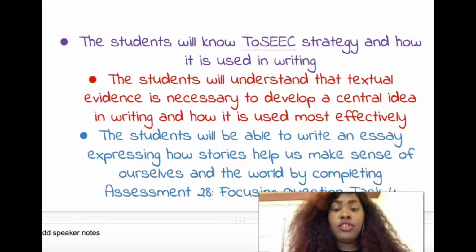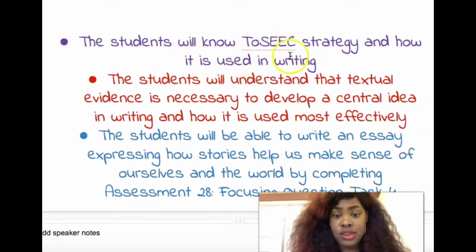So the first thing that you guys are going to know at the end of this lesson is the TO-SEEK strategy and how it is used in writing. You are also going to understand that textual evidence is necessary to develop a central idea in writing and how it is used most effectively. You are also going to be able to write an essay expressing how stories help us make sense of ourselves and the world by completing Assessment 28, Focusing Question Task 4.